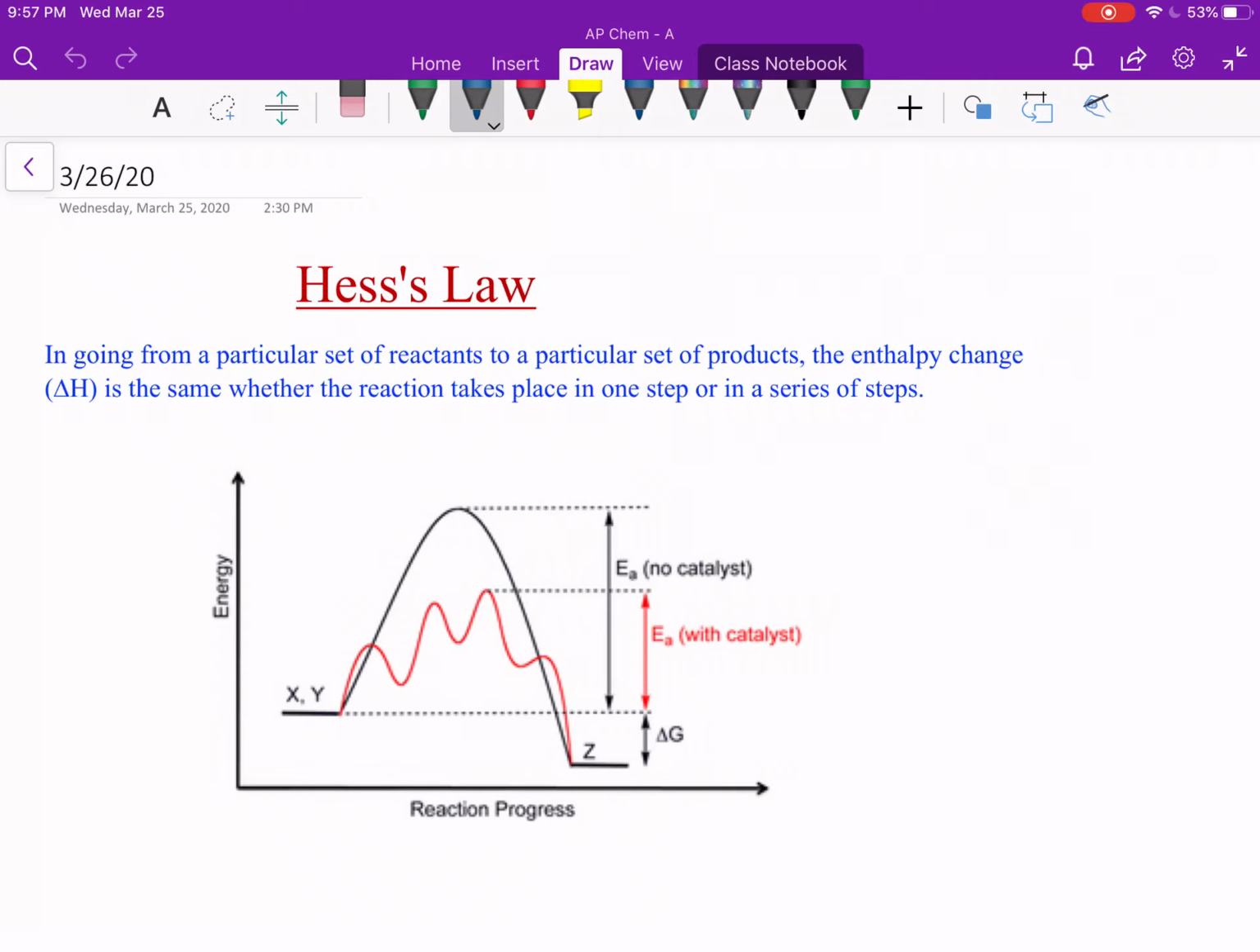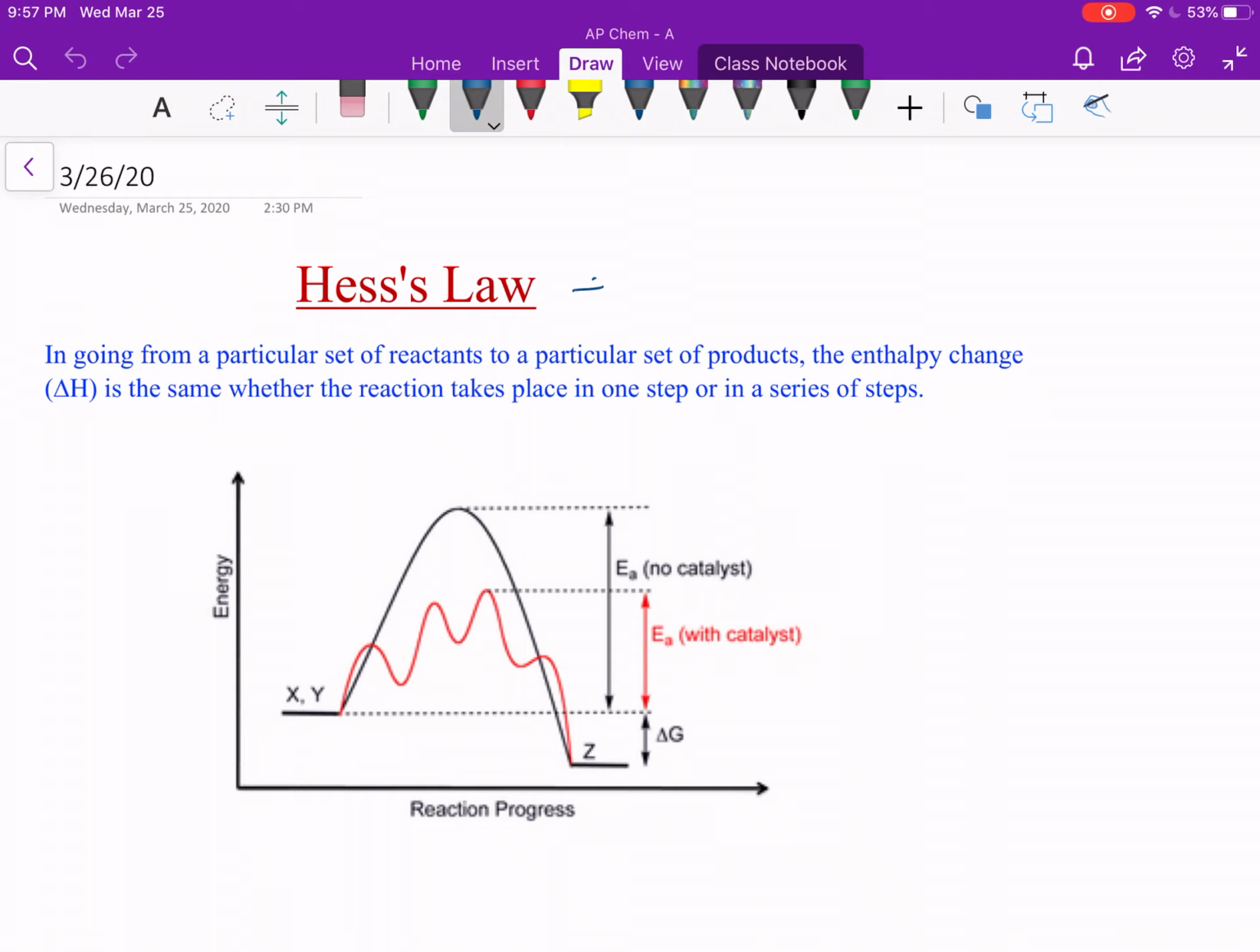So today we're going to look at one different way to calculate the enthalpy change for a reaction. We already looked at calorimetry. So today we're going to look at Hess's law. And Hess's law is a great way to find the enthalpy change for a reaction.